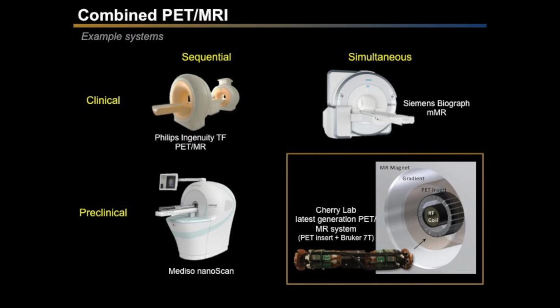Now, on the commercial side of things, there hasn't been really any system dedicated to preclinical imaging, so that's where the Cherry Lab comes in. The lab has some of the world's leading experts in PET hardware development, and we have this latest generation PET insert that we use to collect data that I'll be describing in this talk. And basically it sits inside a Bruker 7 Tesla magnet with the RF coil going inside of the insert.